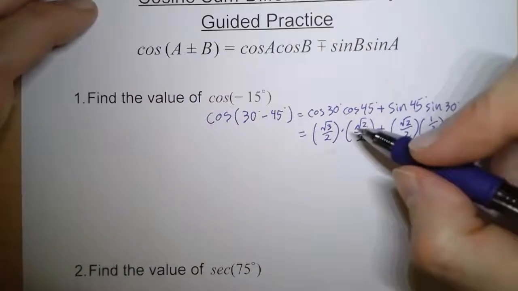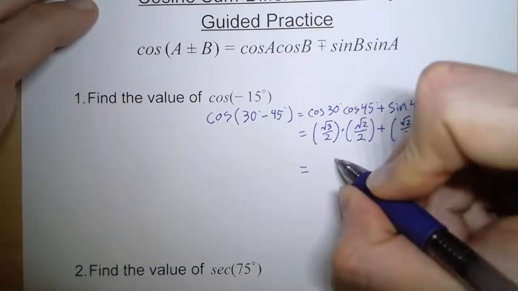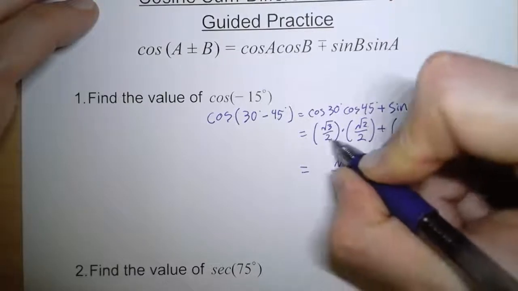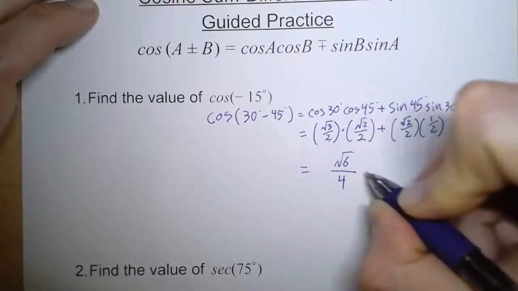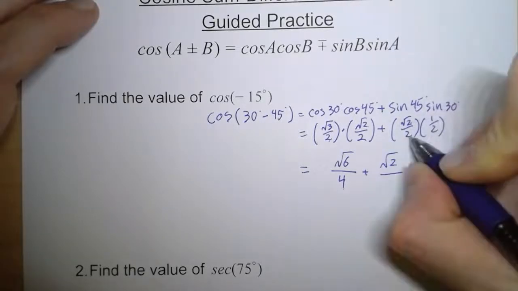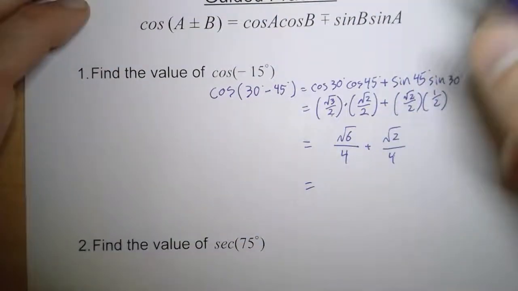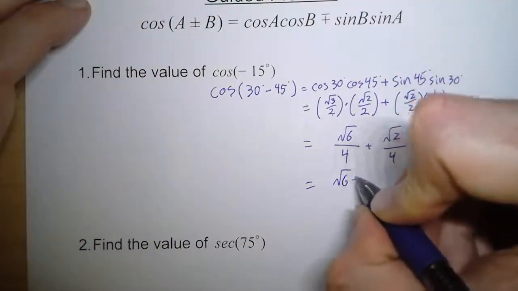All right, so we're multiplying fractions. Square root of 3 times square root of 2 is square root of 6 over 2 times 2, which is 4. Square root of 2 times 1 is square root of 2 over 2 times 2, which is 4. So the answer we get is square root of 6 plus square root of 2, all over 4.